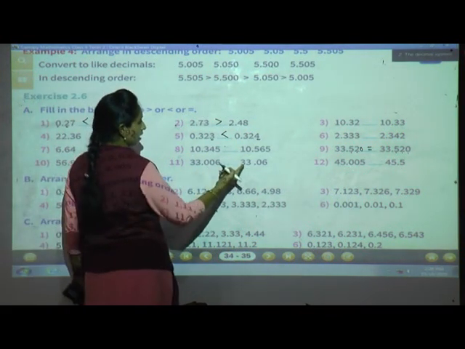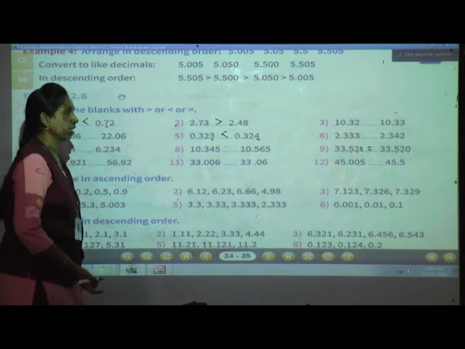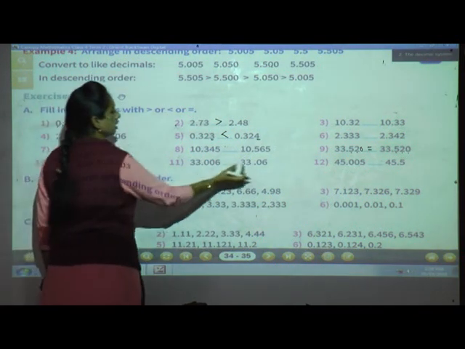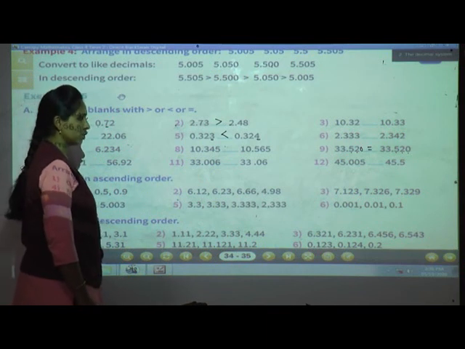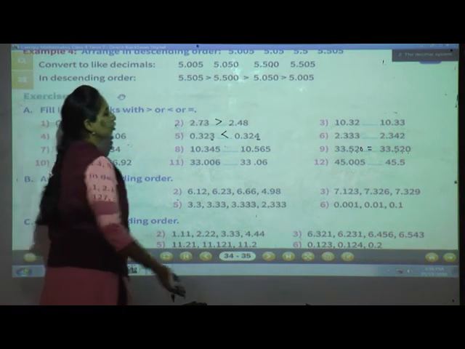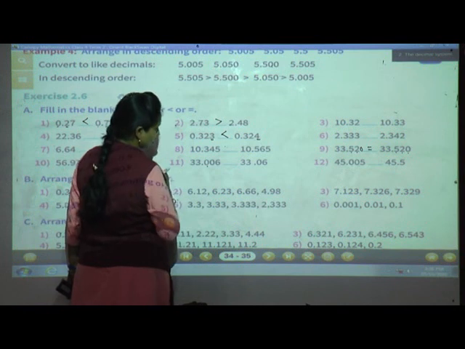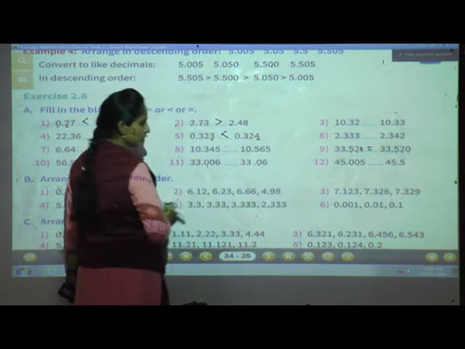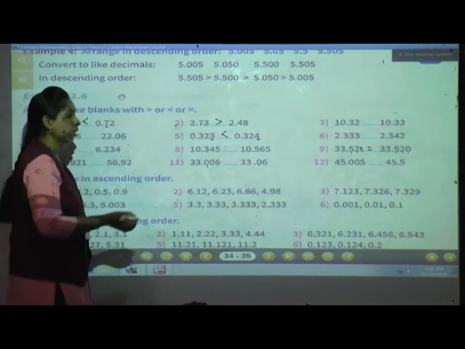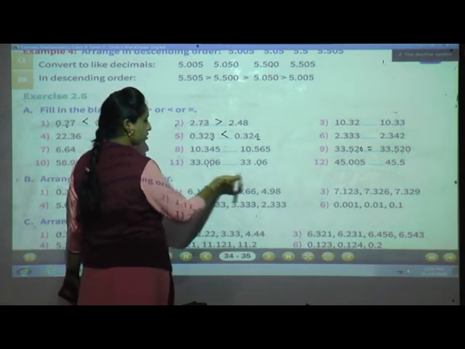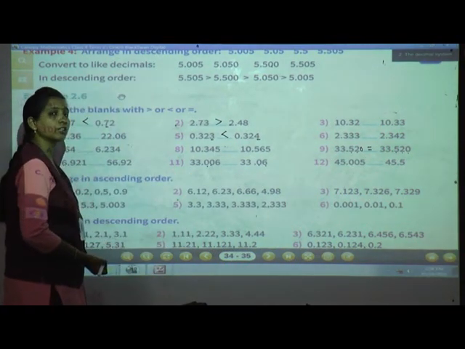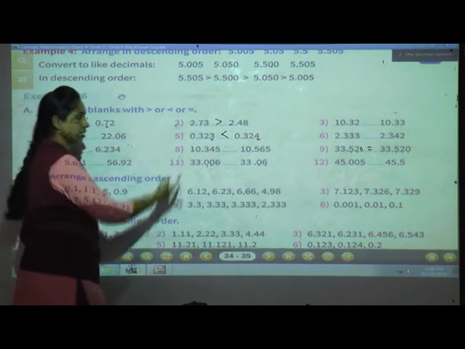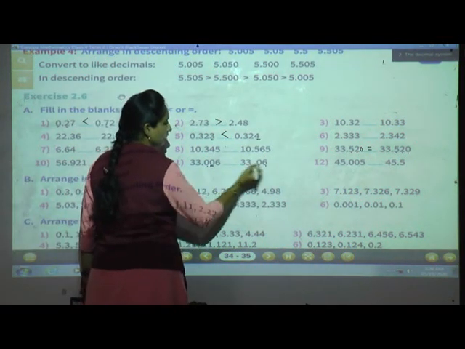33.006, and 33.06. Now see, 33, 33, both are equal. We cannot compare which is greater, which is smaller. Then go with the next, tens place 0, here also tens place 0. Then go with the hundreds place, here also 0, here 6 is there. So which is greater, students? Of course 6 is greater, isn't it?